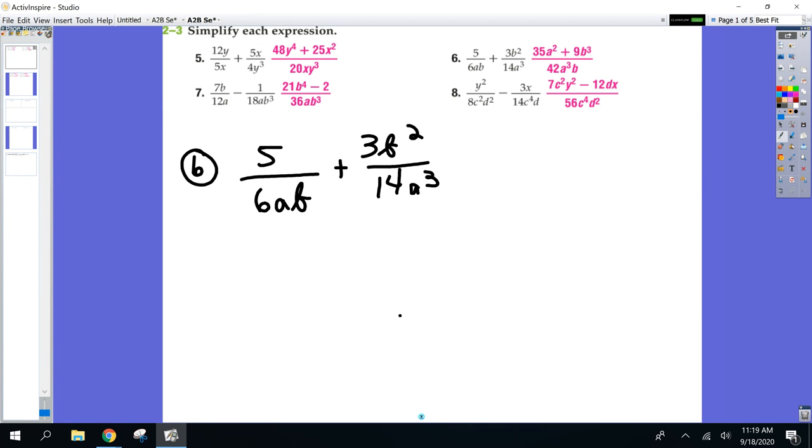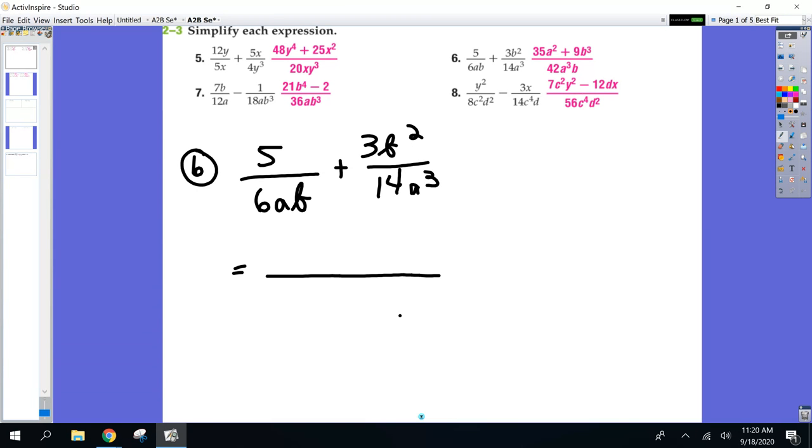Are they the same denominators or no? No. Okay, so we need to get a common denominator. I have a good feeling with you guys that the letters aren't too bad. It's the numbers that you maybe struggle with finding a common denominator, and I get that because I probably didn't do the best job describing that yesterday. But they both have an A in it.